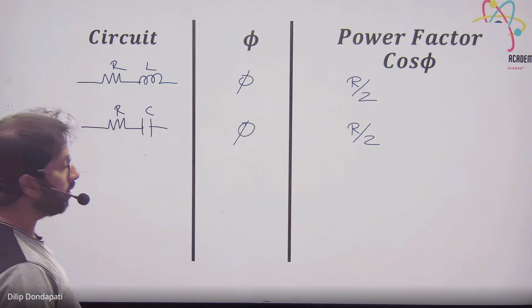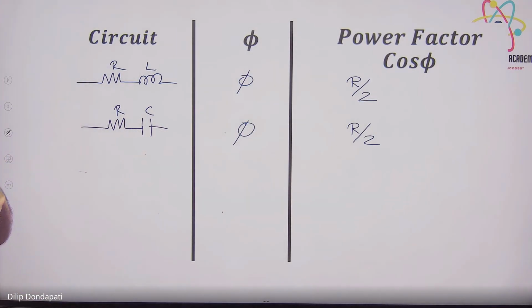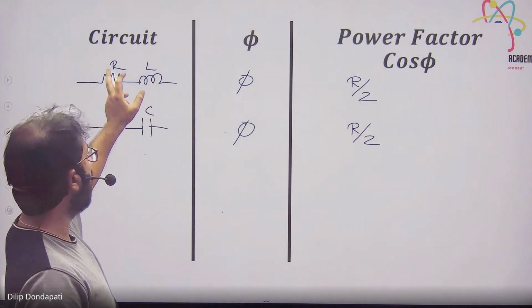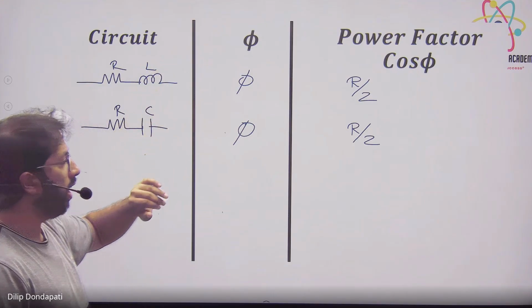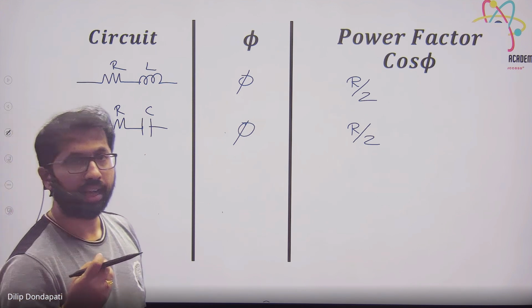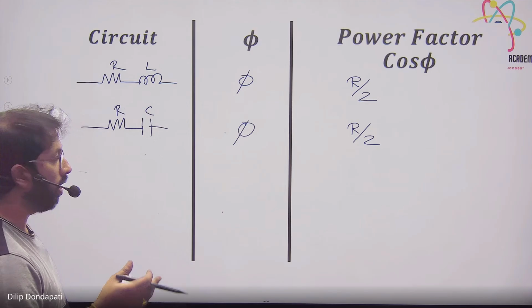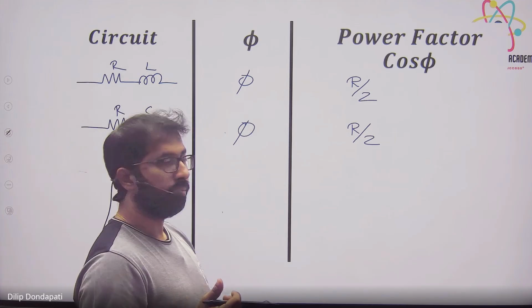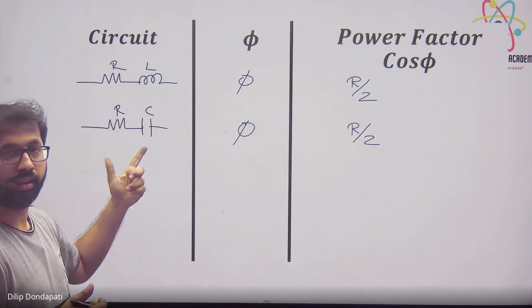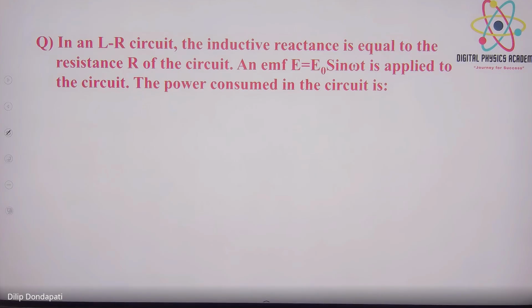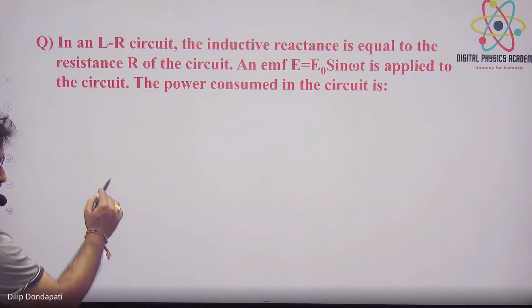Let's do numericals now based on this. You know what Z is for the circuit: under root R square plus XC square, or R square plus XL square. And you know the formulas also, right? P average is VRMS, IRMS, cos phi. You know how to convert IRMS too, using Ohm's law, but in combination Z will come. Okay, let's go. I'll give options.